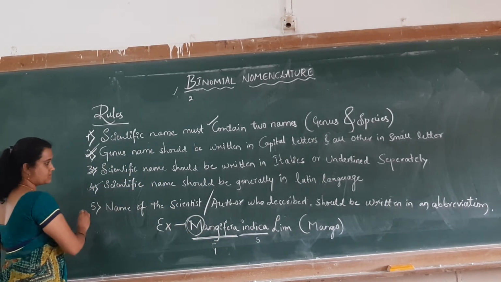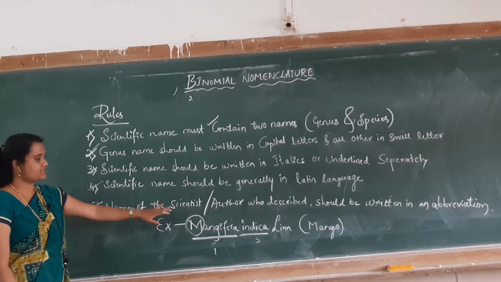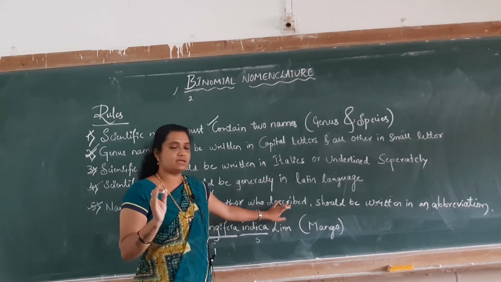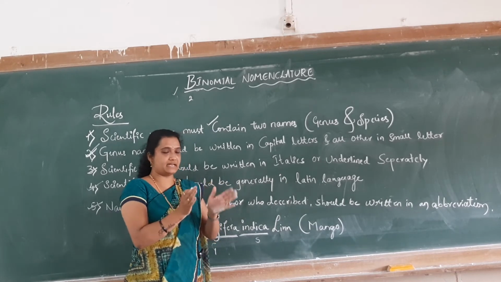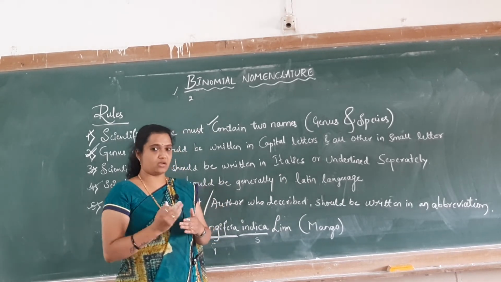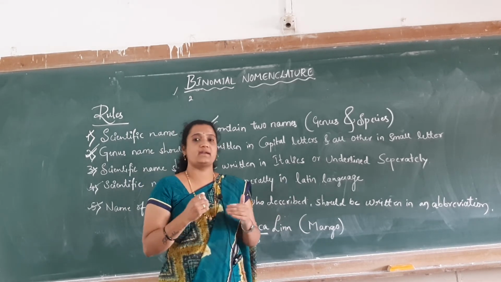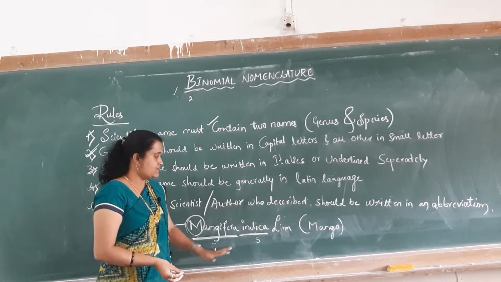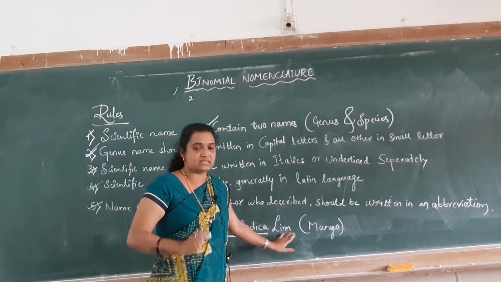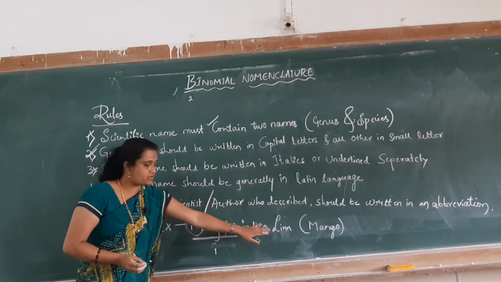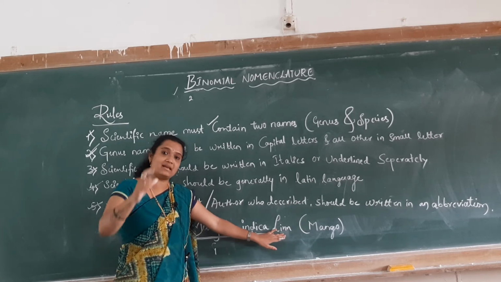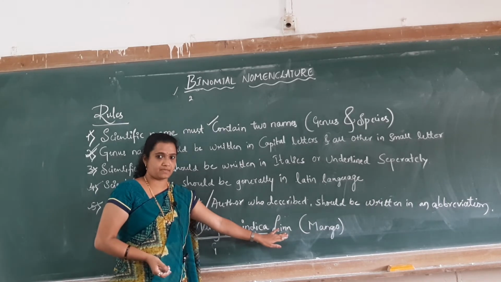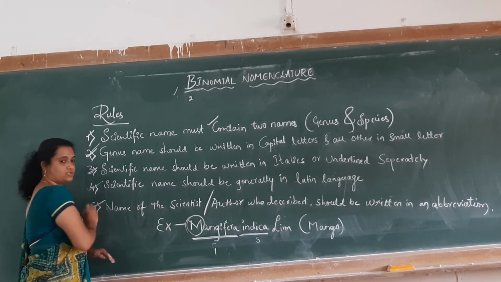Now coming to the fifth rule: the name of the scientist or author who described it should be written in abbreviation. If you are a scientist and you discover any new animal or plant, your name should be written at the last in abbreviated form. For example, Linnaeus was the scientist who first described mango, so his name will be written in abbreviated form at the last: Mangifera indica Linnaeus. I hope the last point is also clear.